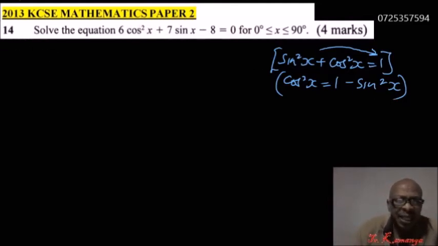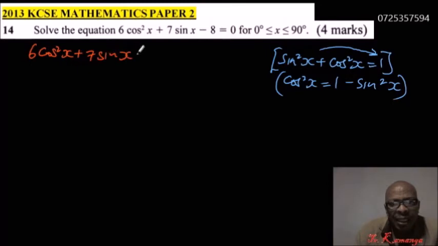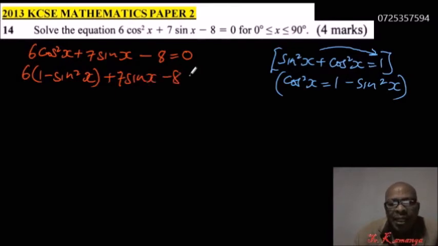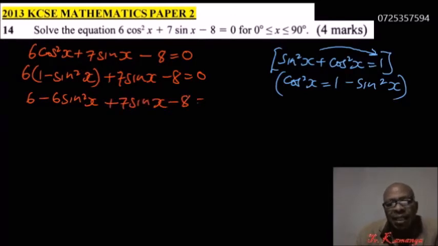So you come here and say we have 6 cos squared x plus 7 sine x minus 8 equals 0. We now substitute cosine squared x with this one. So we write 6 into bracket, instead of cosine squared, we write 1 minus sine squared x, plus 7 sine x minus 8 equals 0. So we have now successfully removed cosine. We open the bracket: 6 times 1, minus 6 sine squared x, plus 7 sine x, minus 8 equals 0.